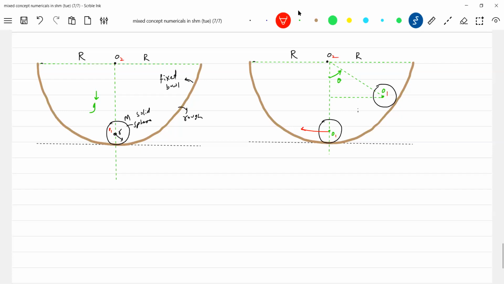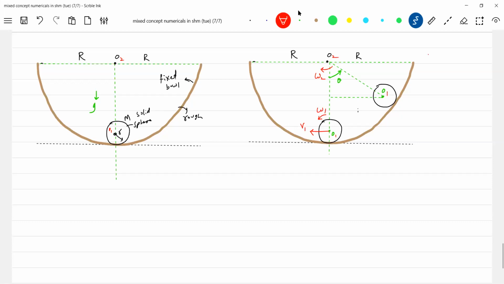Or if you want center of mass, anything you can write it. So when it comes here, it will have two angular velocities. One, omega 1, another is V1. So it will have angular velocity omega 2. That is the first thing we'll make an observation.